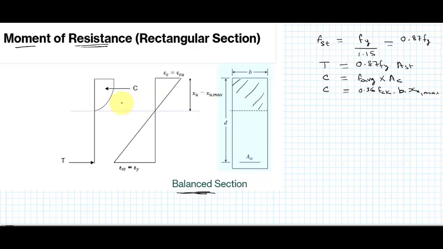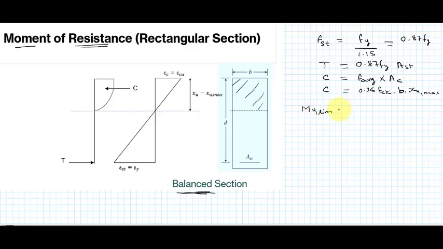Well, as you can see, these two forces are forming a couple. Now this couple is the moment carrying capacity or moment of resistance of this rectangular section. The moment of resistance corresponding to the balanced section will be referred to as Mu lim.